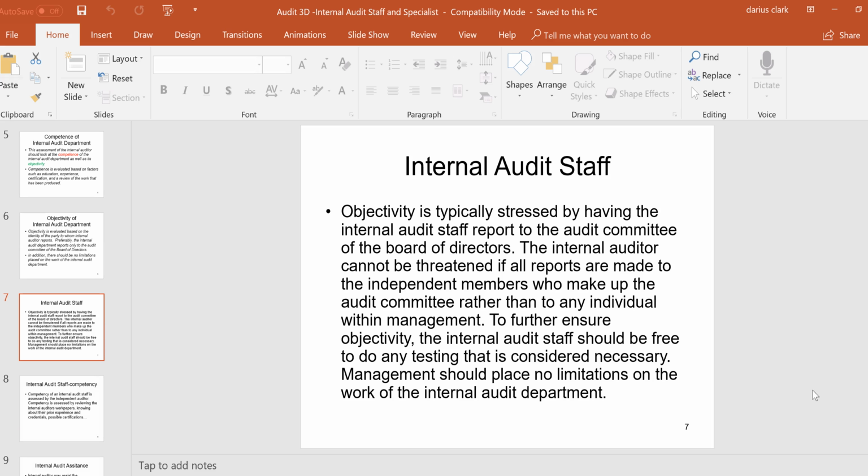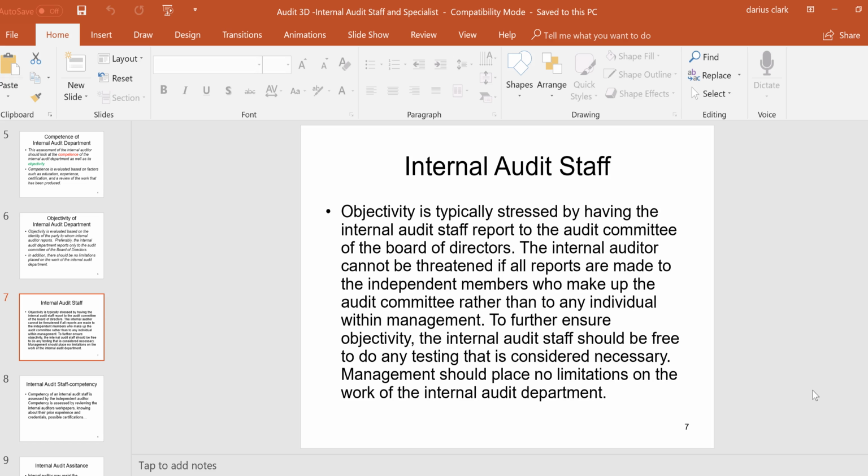So this way, internal audit cannot be threatened if all the internal audit reports are made to the independent members who make up the audit committee rather than to any individuals within management. And to further ensure objectivity, internal audit should be free to do any testing that they consider necessary.